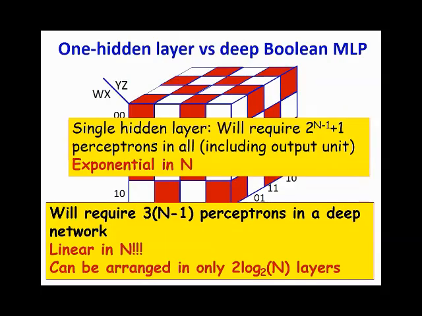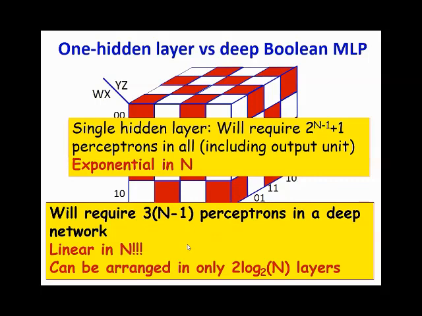And if you compare what you get with a naive single hidden layer MLP with what you would need if you were doing this with a deep network, a single hidden layer MLP would require 2 raised to n minus 1 neurons in the hidden layer plus the output unit. So this is exponential in n. Whereas if I do this with depth, I just require 3 times n minus 1 perceptrons. It's linear in n. So depth reduces the required number of neurons exponentially.